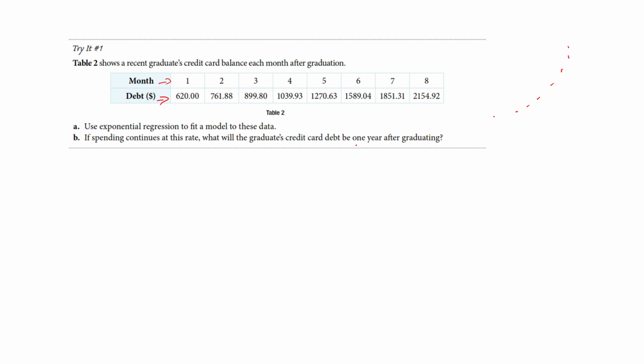Okay, so what are they saying here? 1 year after graduating would be 12 months. So all of these are the months after graduating. We could then use this information to try to predict what value of debt they would have if X was 12.